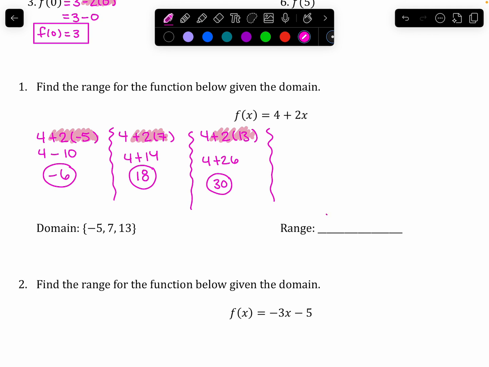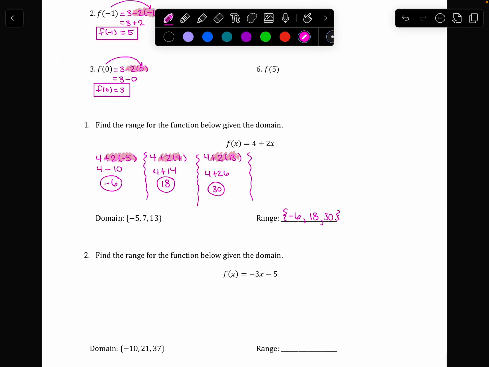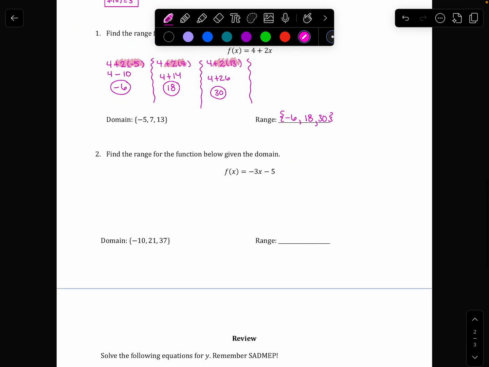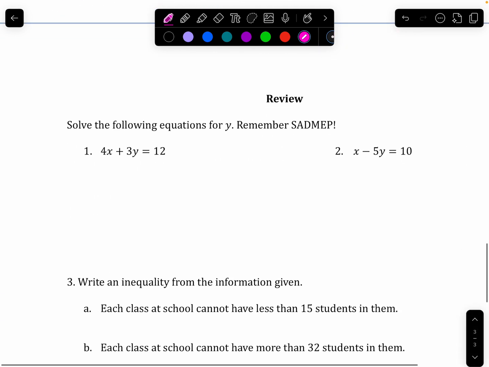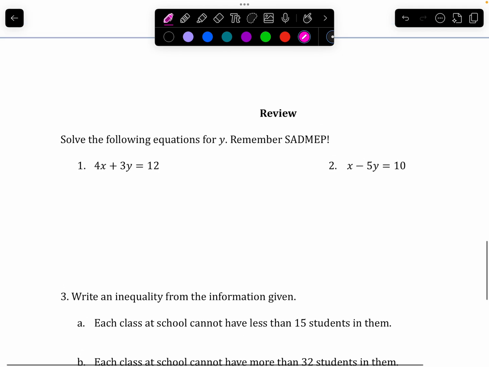And so the way that I would write my range is I would do my squiggle, and then I'm just going to list those 3 values that I got for my outputs, -6, 18, and 30. I would do the same thing for number 2 down here. I'm going to skip it, and I'll do it for the notes key, just for time-saving purposes.